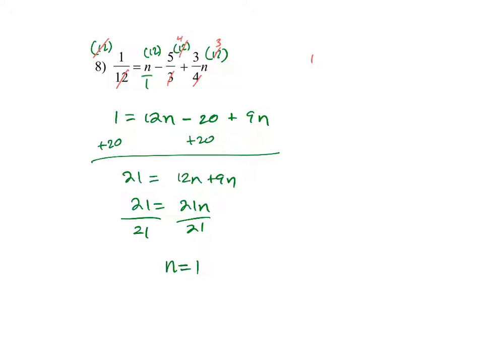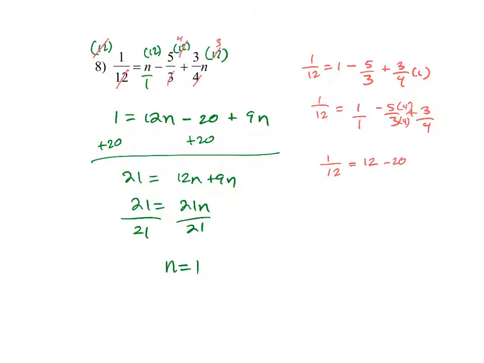Now I check: 11/12 equals 1 minus 5 thirds plus 3/4 times 1. Right, so 11/12 equals 1 minus 5 thirds plus 3/4. My least common multiple again is 12. So that means that I have 12. I'm going to multiply here times 4 so I can get 12. So minus 20. And by 3 here. So plus 9 over 12. 9 over 12 equals 2 over 12.